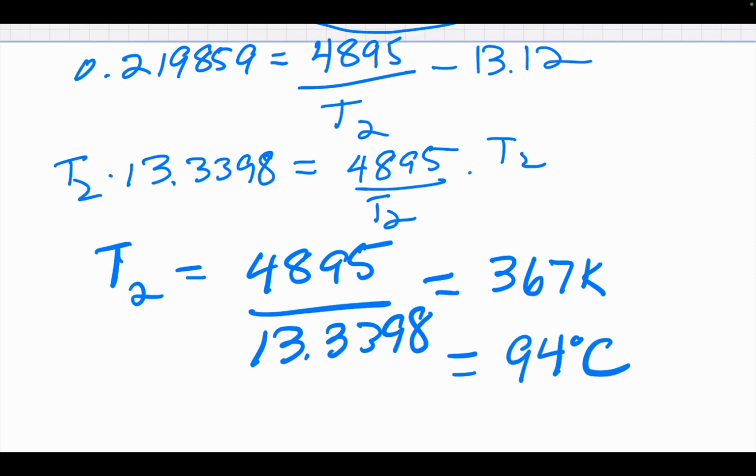Normal boiling point is 100. It's going to be lower in Boulder because of the elevation, and not that much lower because Boulder is not that high in elevation. It's around 5,000 feet.